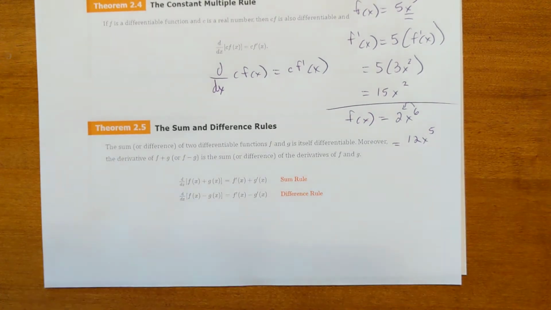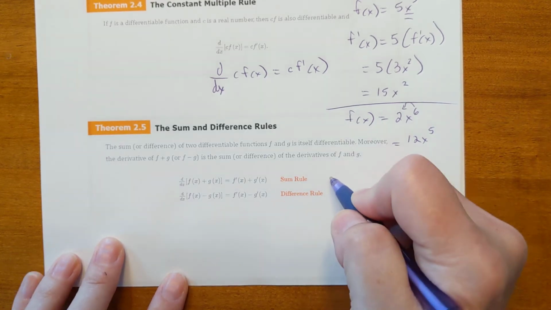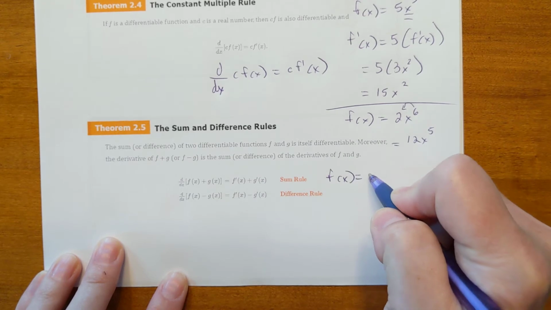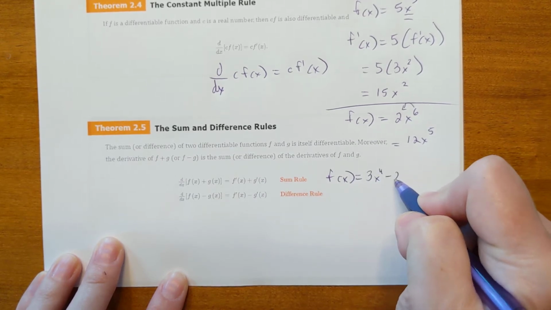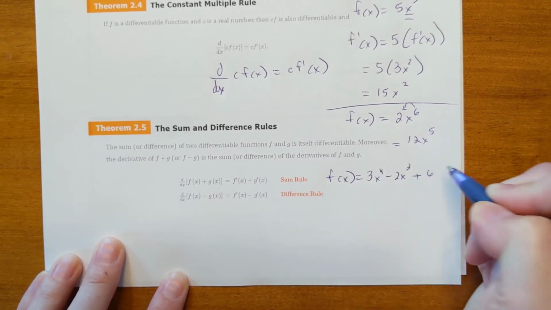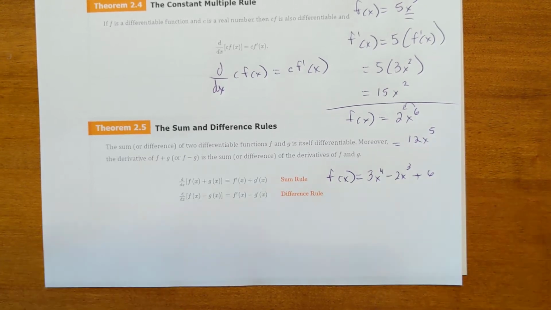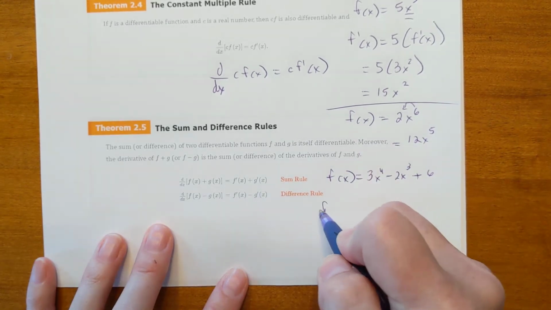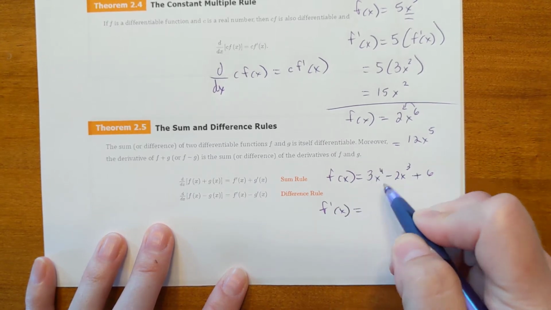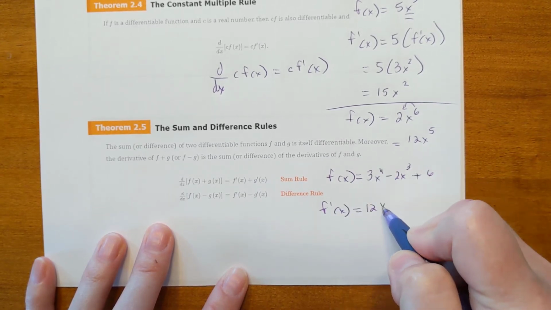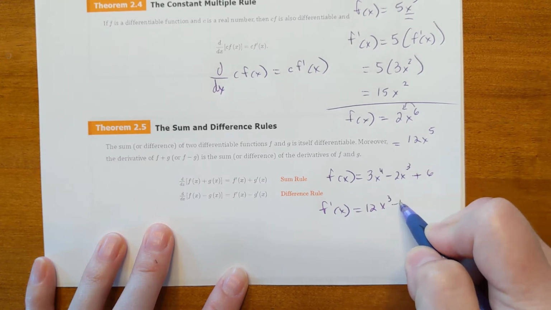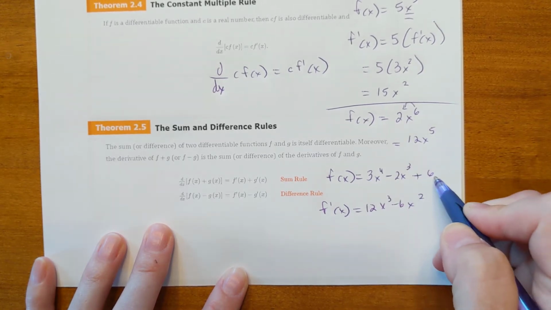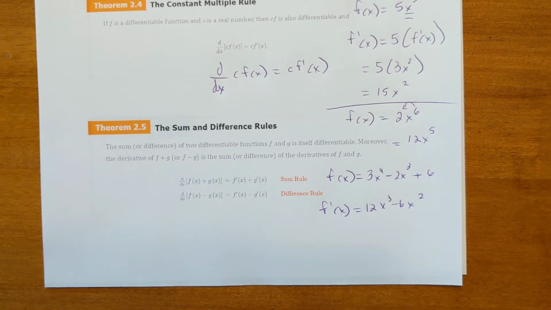Then the sum or difference rule says that if something is all added and subtracted together, you can take each one of those terms individually. So for example, you had f of x equal to 3x to the 4th minus 2x to the 3rd plus 6. You can treat all three of those terms individually by the sum and difference rule. And I can take the derivative of all of them. 3 times 4, 12. 1 less than 4 is 3. 3 times 2, 6. 1 less than 3 is 2. And derivative of 6, gone. It's 0. So you're all done with that.